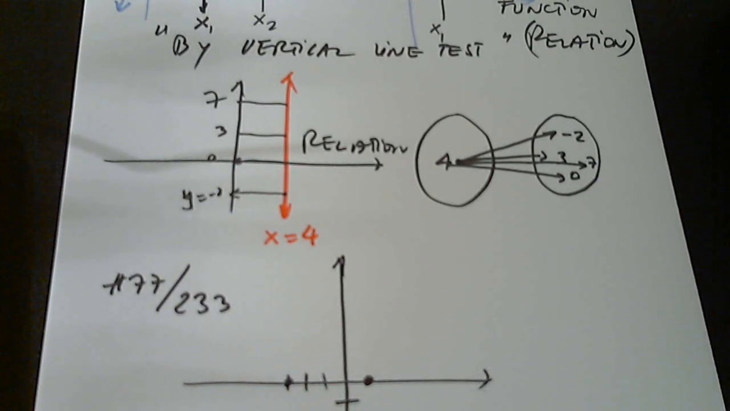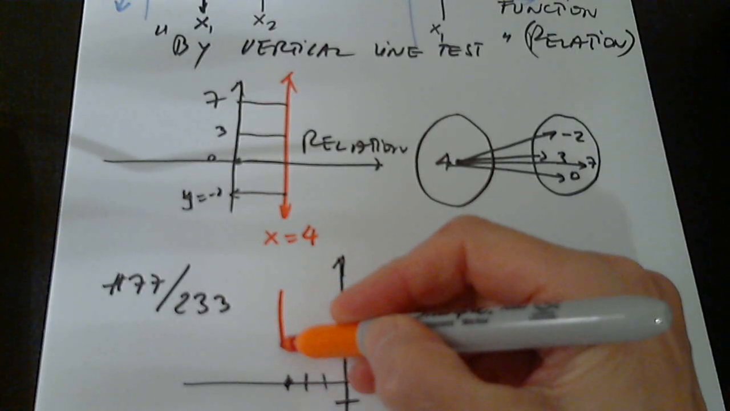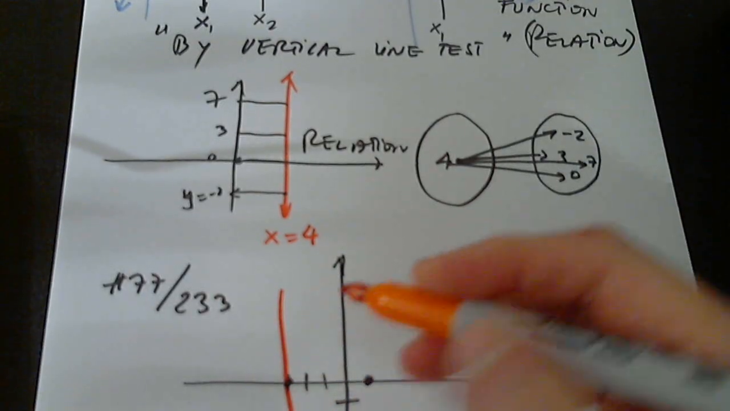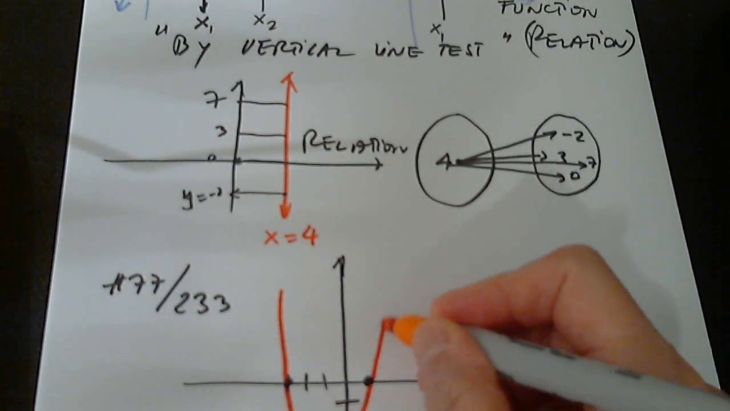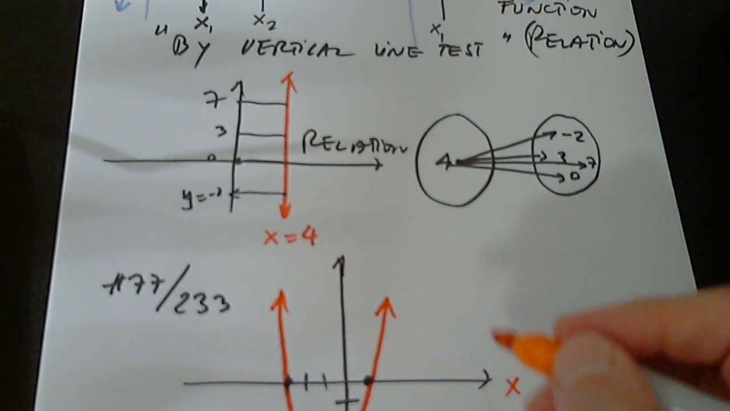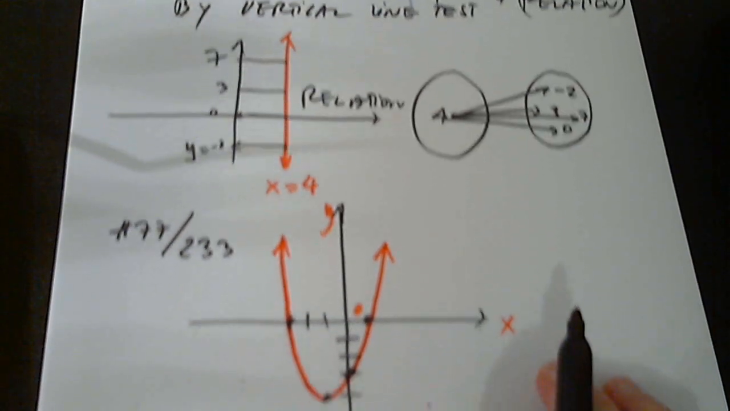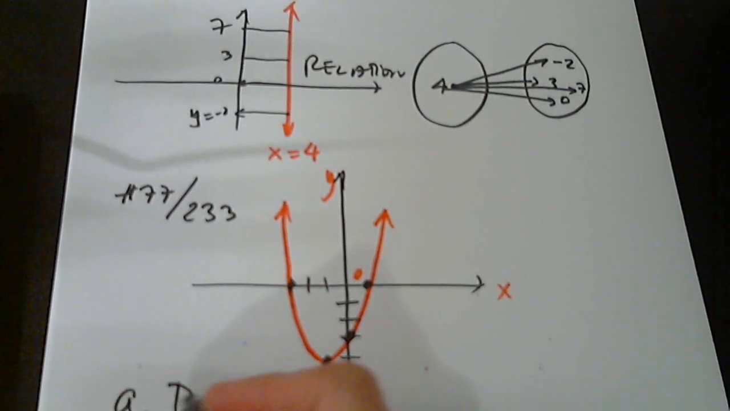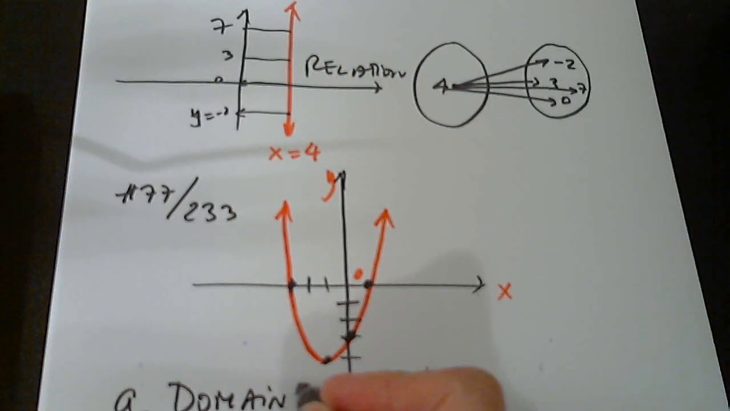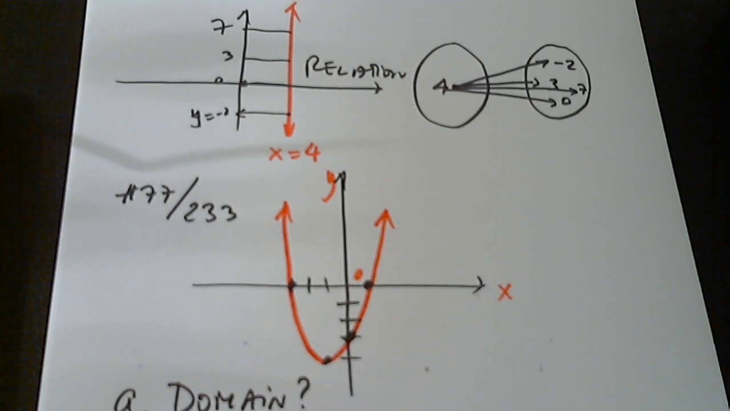So here's the graph of the function. Yes, we already established the function by the vertical line test. So we are asked a few questions. They are asking us to find the domain. Question part A, domain. What is the domain again?